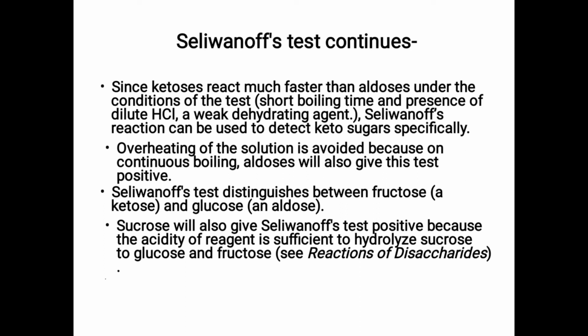So what is the use of Selivanov's test? It is used to detect keto sugar specifically. Here the precaution to be taken is that overheating of the solution is avoided, because on continuous boiling, aldoses like glucose will also give the test positive. So Selivanov's test distinguishes between fructose, which is a ketose, and glucose, which is an aldose. Sucrose also gives Selivanov's positive because the acidity of the reagent is sufficient to hydrolyze sucrose.